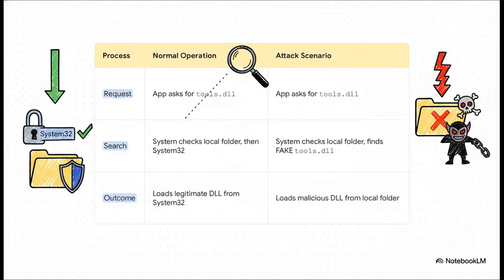Let's look at this side by side. See? In both cases, the application's request is exactly the same. Hey, I need tools.dll. The only thing that changes is where the system looks first. By planting that fake DLL right in the local folder, the attacker completely changes the outcome. They hijack the whole process before the system even gets a chance to find the good file.